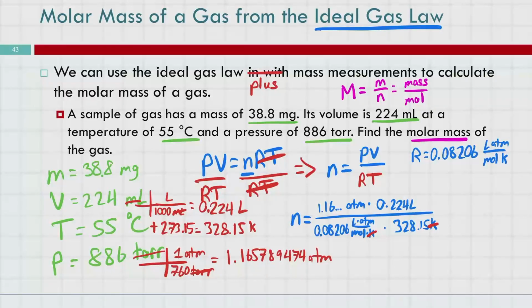On the bottom, the Kelvin's double on the bottom, the other Kelvin's only once on the bottom, those cancel. The atmospheres on the top cancels with the atmospheres on the bottom. The liters also cancels. The moles flips to the top. So n is 0.0096..., because I ran out of space, moles.